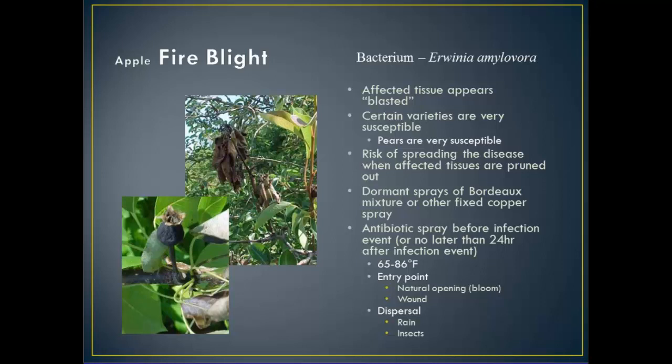Now, commercials that have a large enough planting to justify it will have monitors out in the orchard that will give them information to tell them whether it's likely that they're at an infection event. But if you just keep in mind, temperature is above 65, trees are in bloom, or you've had a hail event, for example, and rain was involved, then you need to be getting the strep out for application.